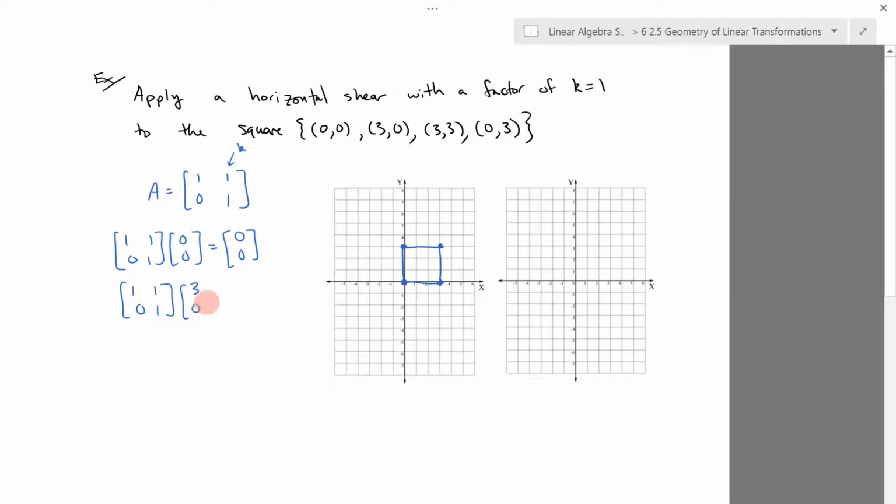So for the vector 3, 0, this gives me 3, this gives me 0, so this vector stays the same. What about the vector 3, 3? This is 3 plus 3, which is 6, and then this is 3.